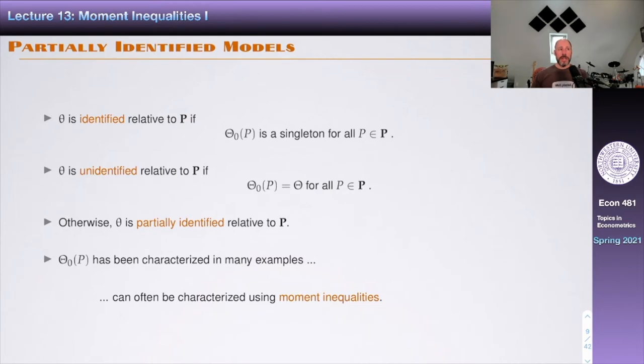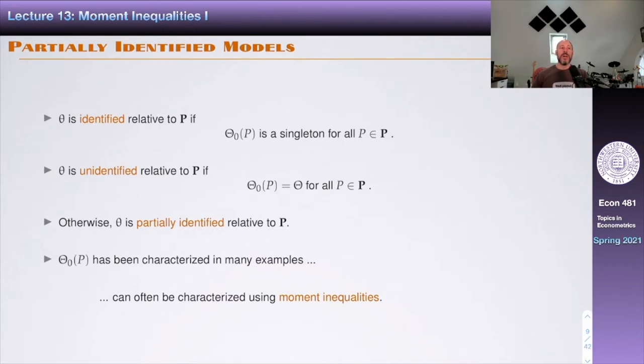So we say that theta is identified, or sometimes people say point identified, relative to the model bold P, if and only if capital theta naught is a singleton for all P. There's a unique solution to this problem. There's a unique value of the parameter we care about that makes the model equal to the observed distribution. Theta is unidentified relative to bold P if capital theta naught is just the entire parameter space for theta. So theta naught here is just capital theta for all P. In any case in between, we say that theta is partially identified.